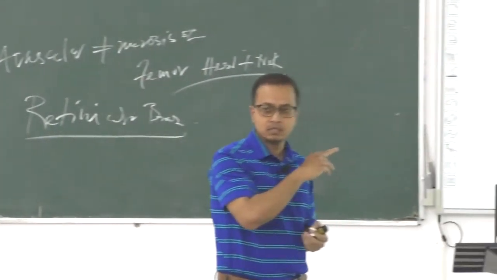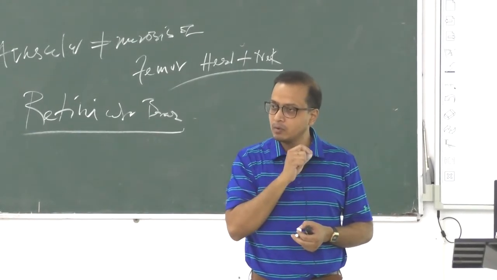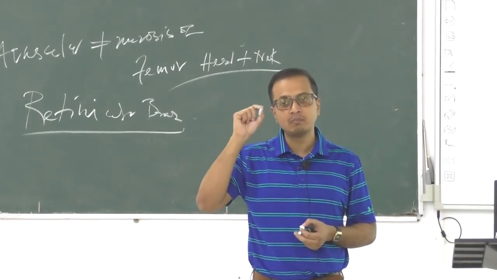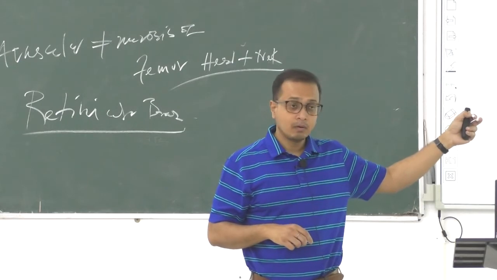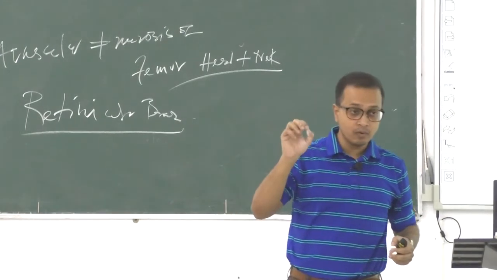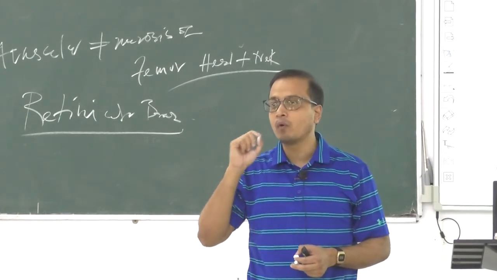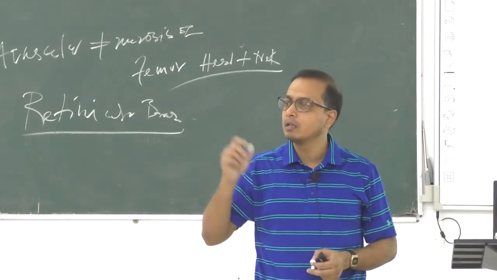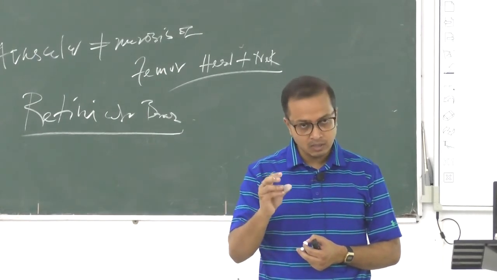Now, out of these four branches, if you have to memorize the most important artery supplying this particular region, you have to memorize the medial circumflex femoral artery. Out of these four, which contribute to the trochanteric anastomosis, the one supplying the neck and the head of the femur is the medial circumflex femoral artery. That particular artery takes the major part in supplying this neck and head region.